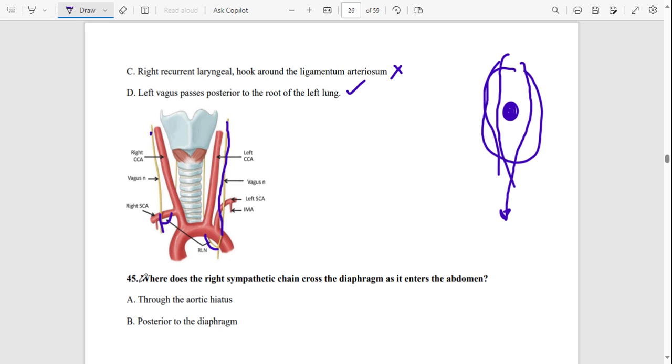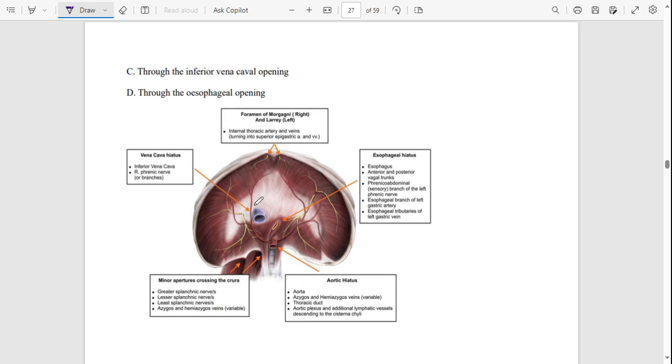Okay. Number 45. Where does the right sympathetic chain cross the diaphragm as it enters the abdomen? Now, to answer this one, we need to be able to see this. Here is the diaphragm. The diaphragm has got different openings. We have got the opening for the vena cava, so we call it the vena cava hiatus. What passes there is the inferior vena cava and the right phrenic nerve.